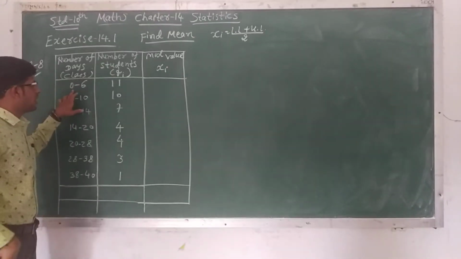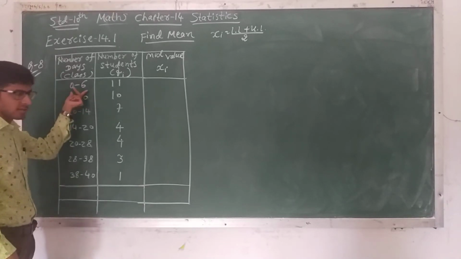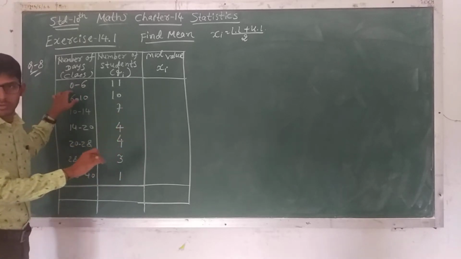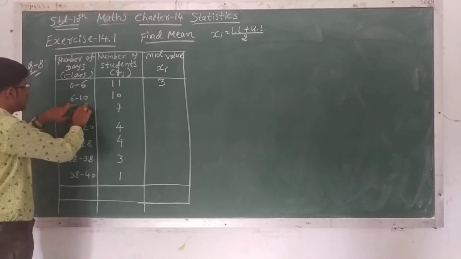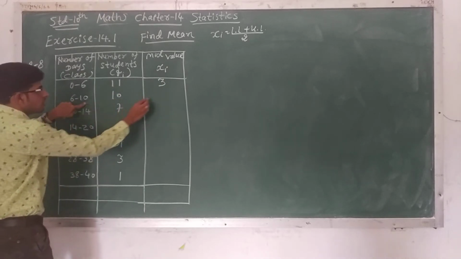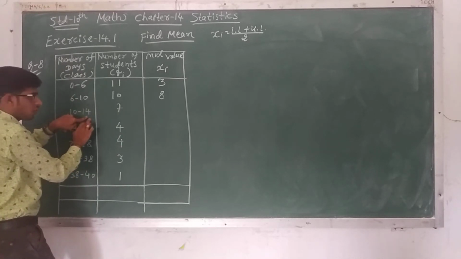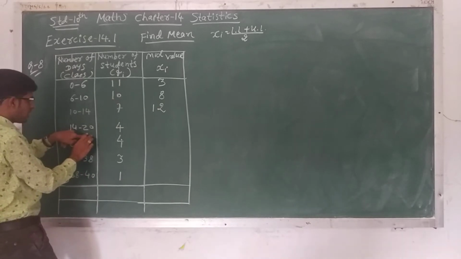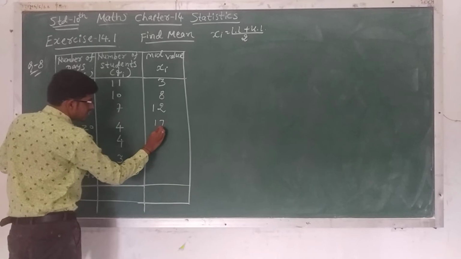So here the lower limit will be 0, upper limit will be 6. So 0 plus 6 divided by 2, so 3. Next 6 plus 10, 16 by 2, 8. Next 10 plus 14, 24 divided by 2, 12. Next 14 plus 20, 34, so 34 divided by 2, 17.